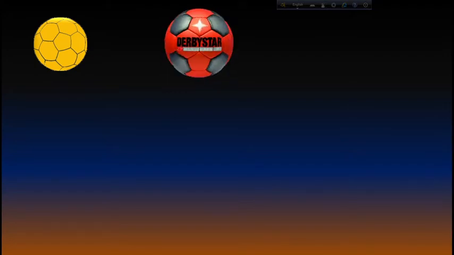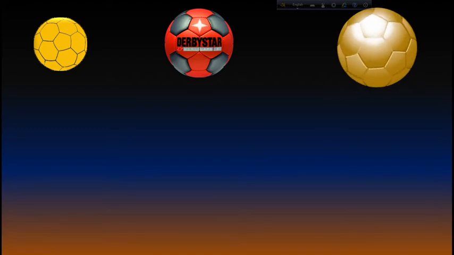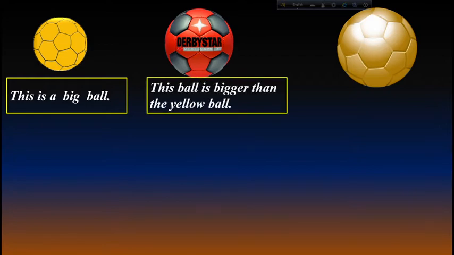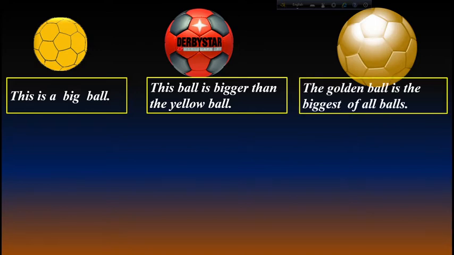Wow, very beautiful pictures. Perhaps these are pictures of footballs. The first football is a big ball. The second ball is bigger than the first ball. And in the third picture, the golden ball is the biggest of all balls. Here you find three balls of different sizes and different colors. The first one is a big ball, the second one is bigger, and the third is the biggest. Here big, here bigger, and here the biggest.